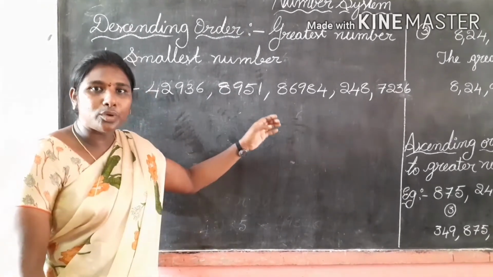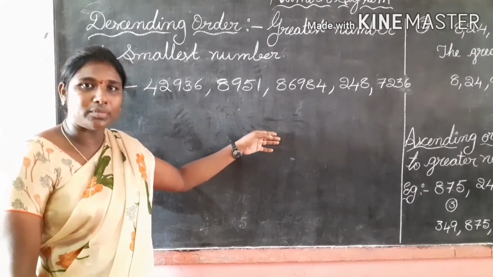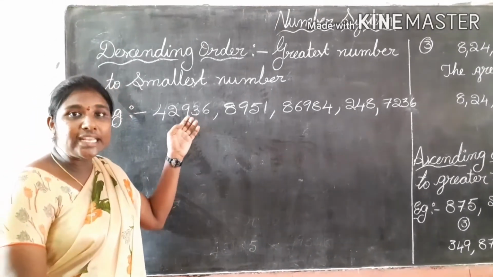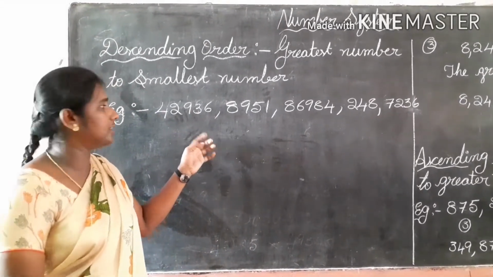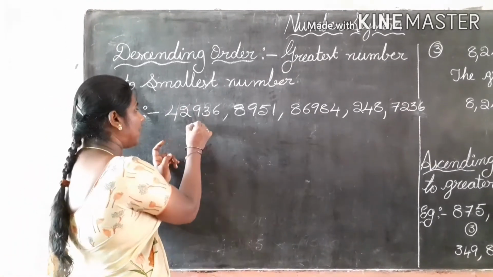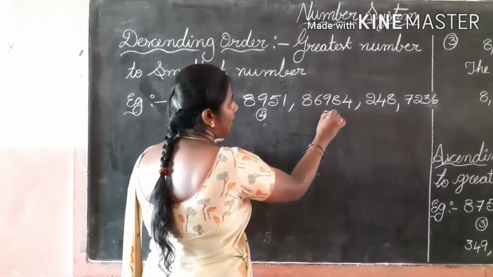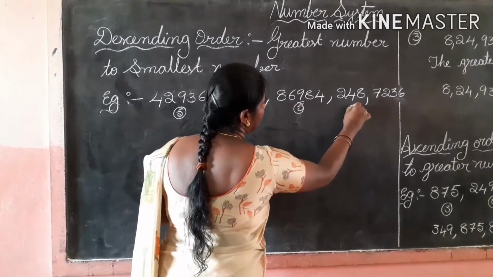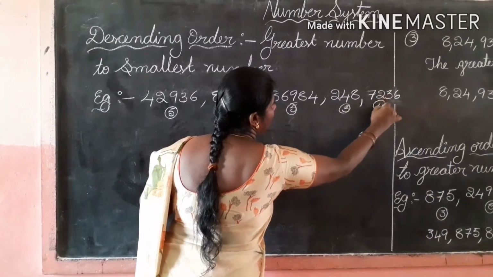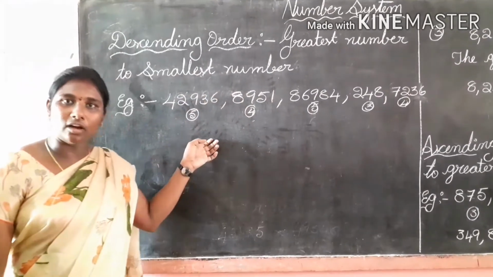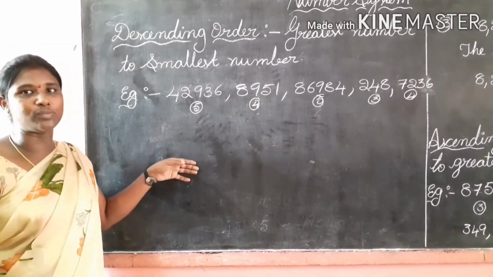How? Before we write the greatest number to smallest number, first we have to write how many digits each number contains. Here the first number contains 5 digits, second one 4, 5, 3, 4. While we are writing in descending order, we have to write the greatest number to smallest number.